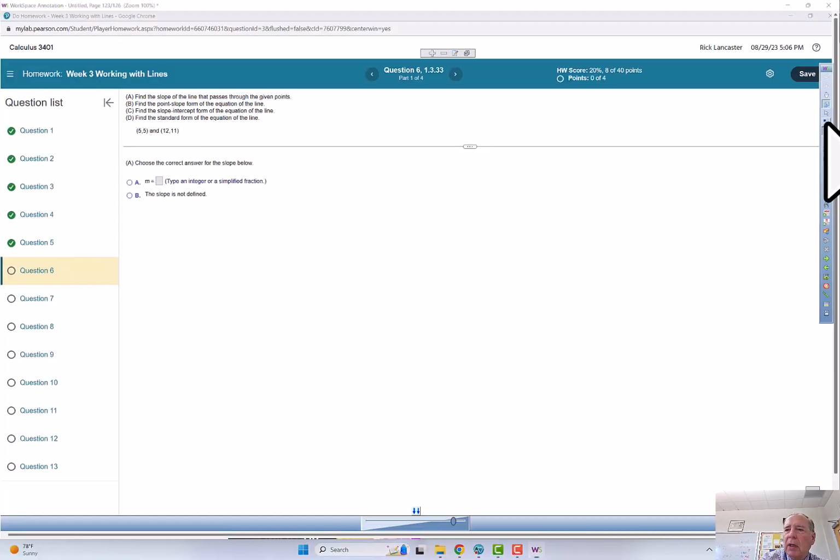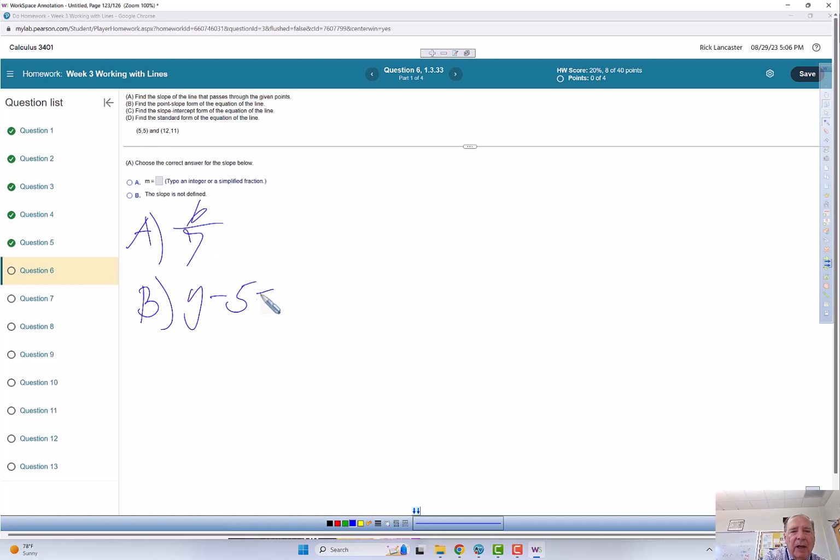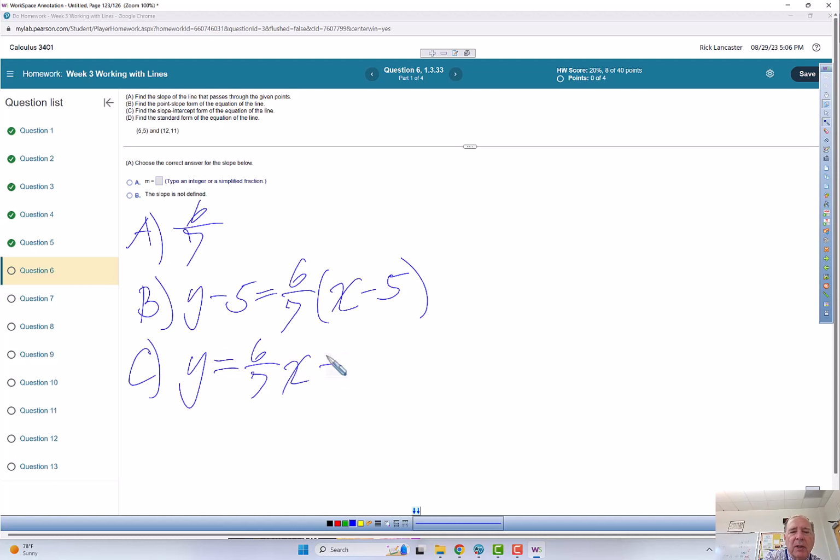So I'm going to now go over here and put in the answers. A, the slope is 6/7. B, I can get this right from this point and this slope. Y minus 5 equals 6/7 times x minus x1, which is 5. And then C is going to be y equals 6/7 x plus 5/7.